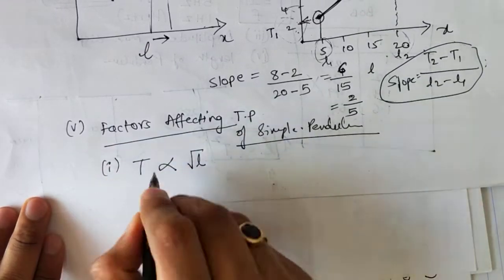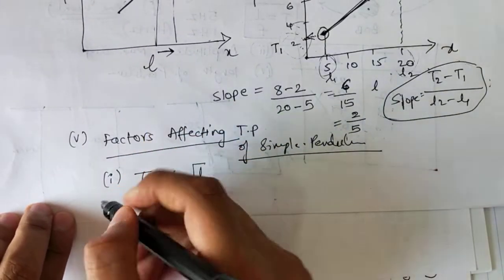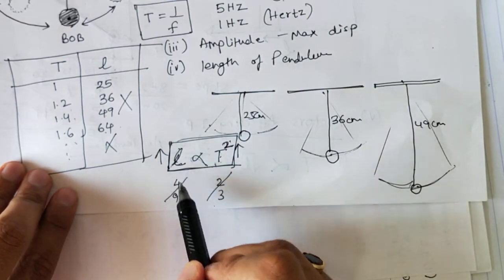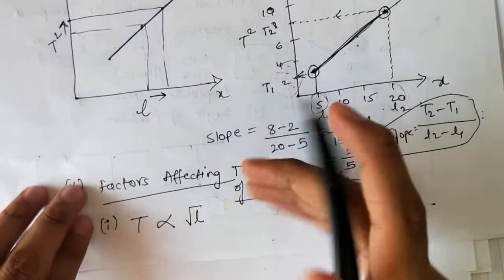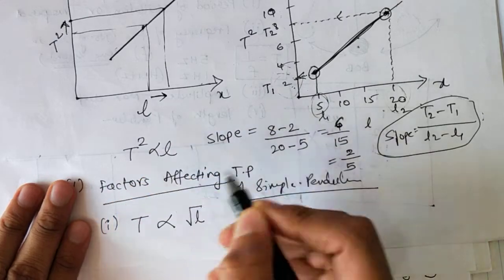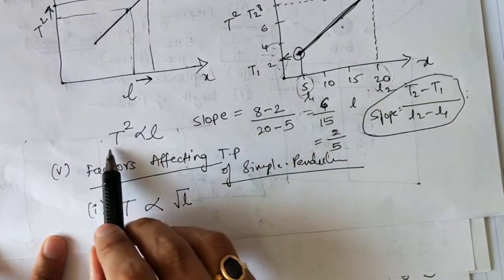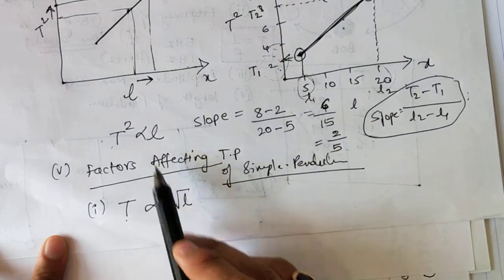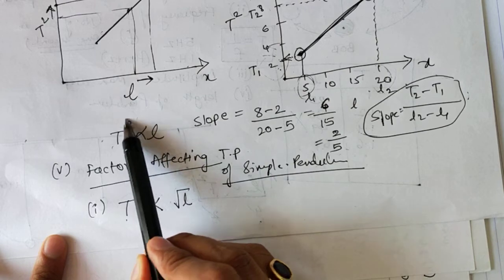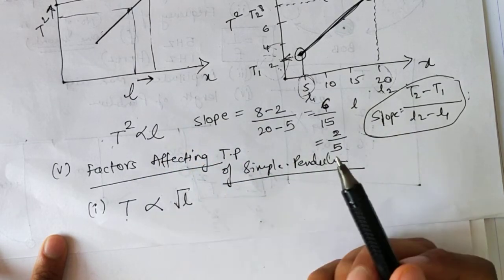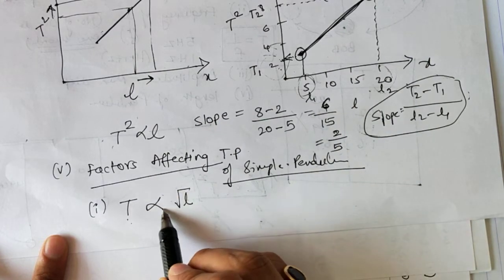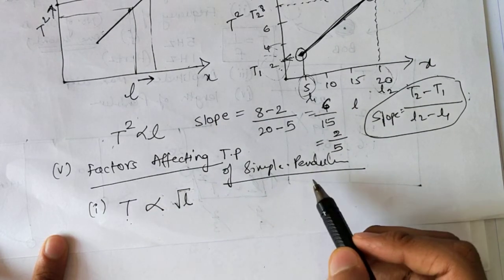They have just twisted the formula. The formula was on the previous page. We saw that T square is directly proportional to L, or I'll write it here again. T square is directly proportional to length, correct? And here they are saying T is directly proportional to the square root of L. They both mean the same. If you just transfer the square here, it will become root, correct? So both are the same, that time period is directly proportional to the square root of length.